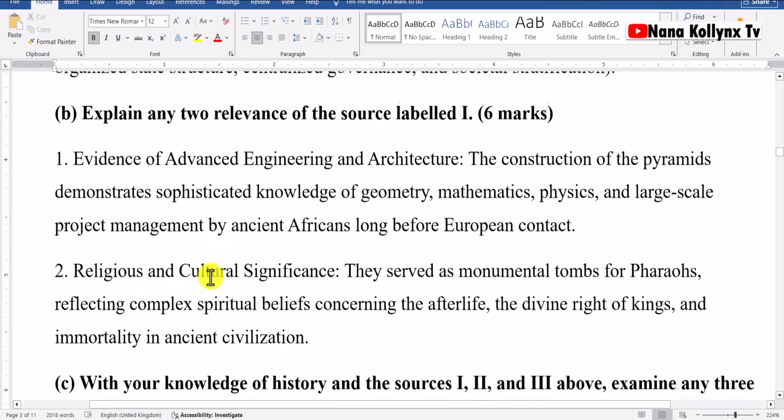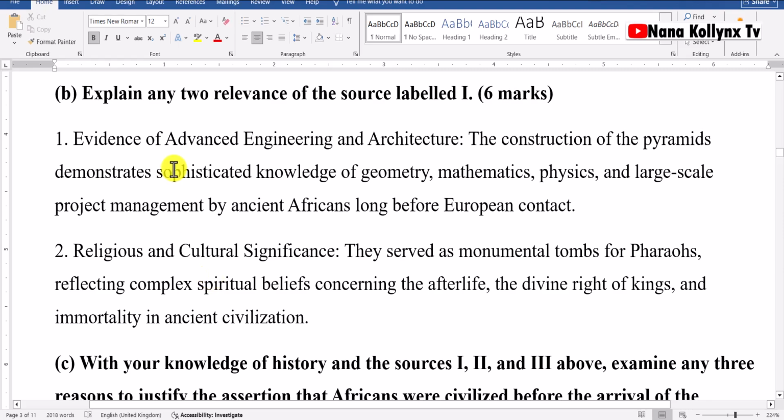Now let's look at the question: explain any two relevance of source A, and source A was the pyramid, right? Good. So these are the relevance of the pyramid. It served as tombs. It also served as an advanced engineering architectural style. So read for yourself. I'll take you through them.